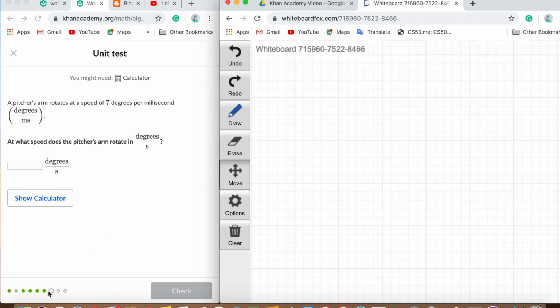And then number, let's see, 1, 2, 3, 4, 5, 6. Number 7. A pitcher's arm rotates at a speed of 7 degrees per millisecond. At what speed does the pitcher's arm rotate in degrees per second? Okay, so millisecond, right? So you need to know. This is just like the same question before as we applied.